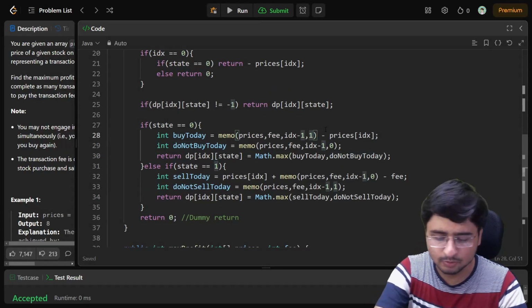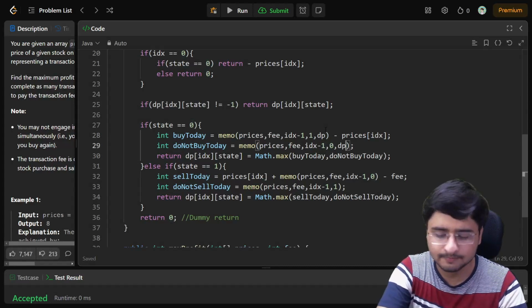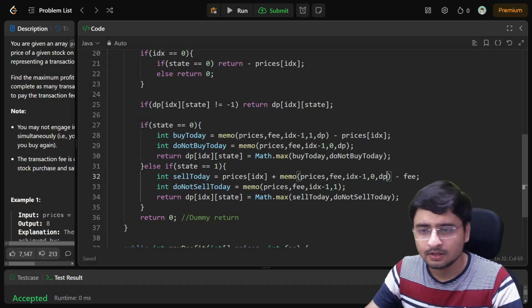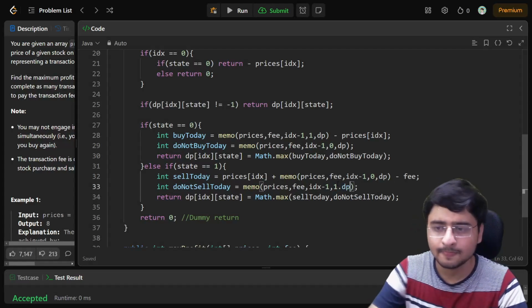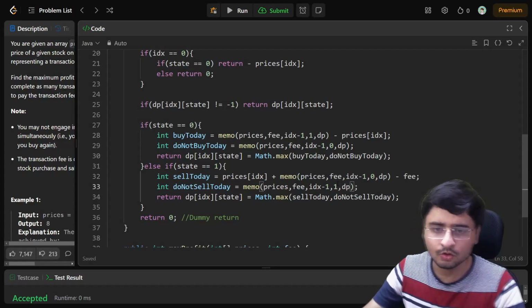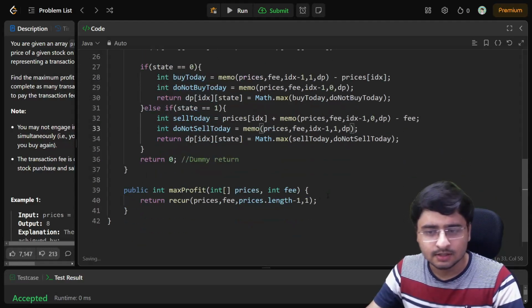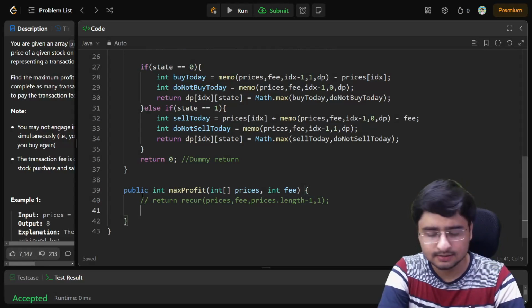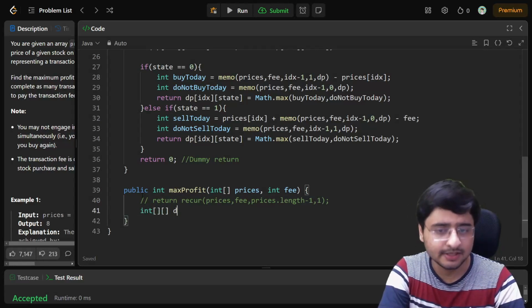So here, wherever memo is written, I'm going to add the DP array as well. From here as well, I'm going to add the DP array. Here as well, I'm going to add the DP. Okay, so this is done. Let's call the, I'll just keep it like this only. I'll just write in DP array. We have to initialize the DP array here itself.